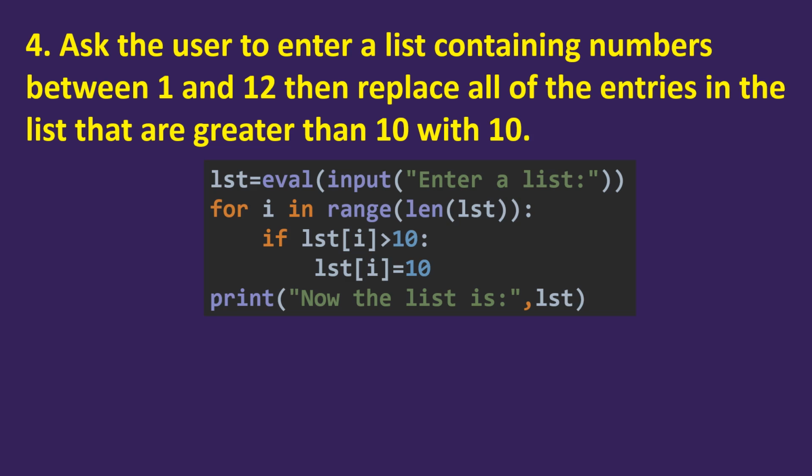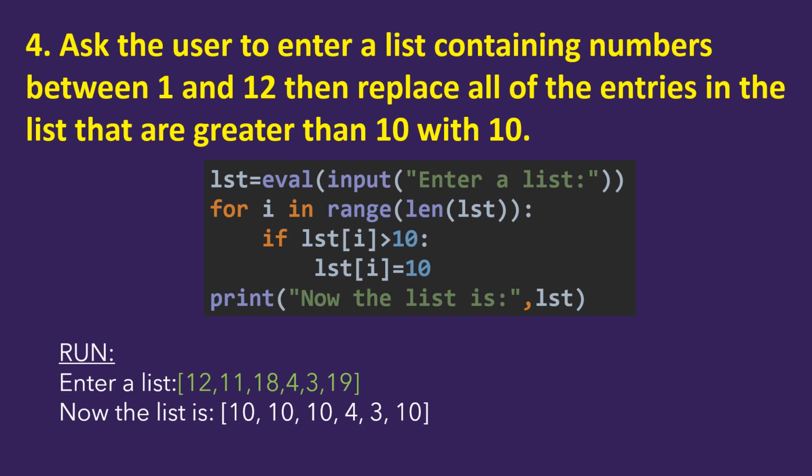Okay, now you can just print the list, that is lst. So once you run the program, it will ask the user to enter a list. Suppose the user has entered this list. In this list, you just have to make sure that the numbers are in the range 1 to 12. And those numbers which are more than 10 are now replaced with 10, you can see.